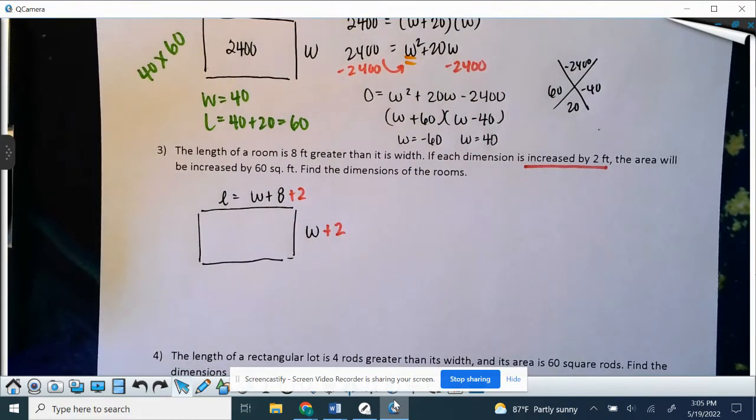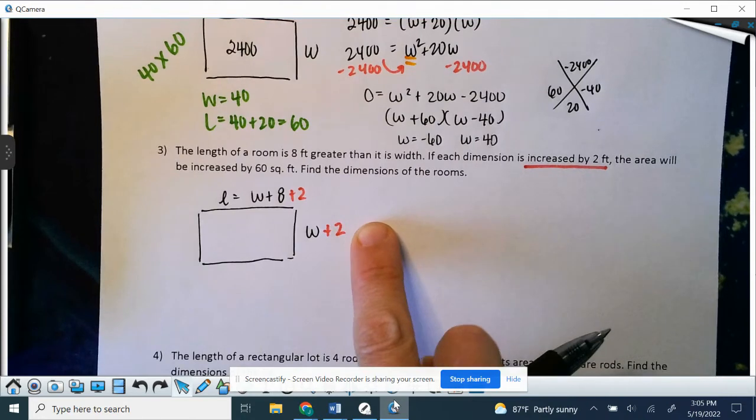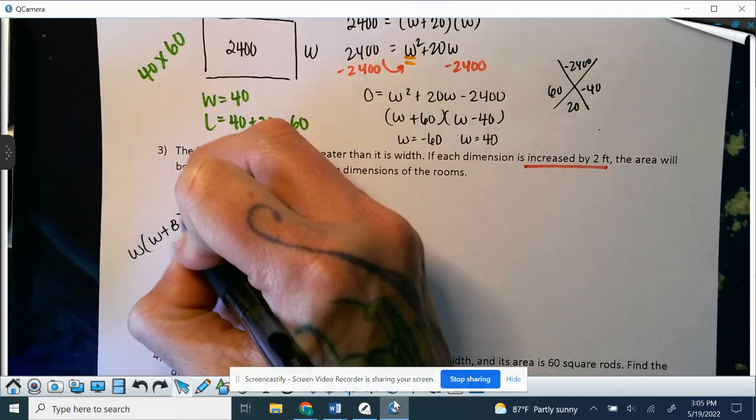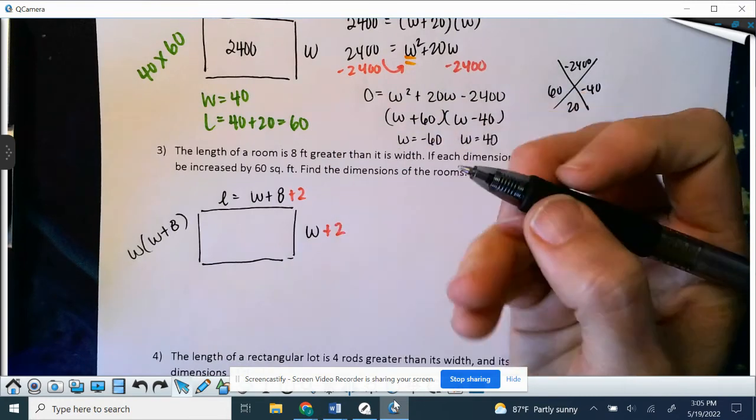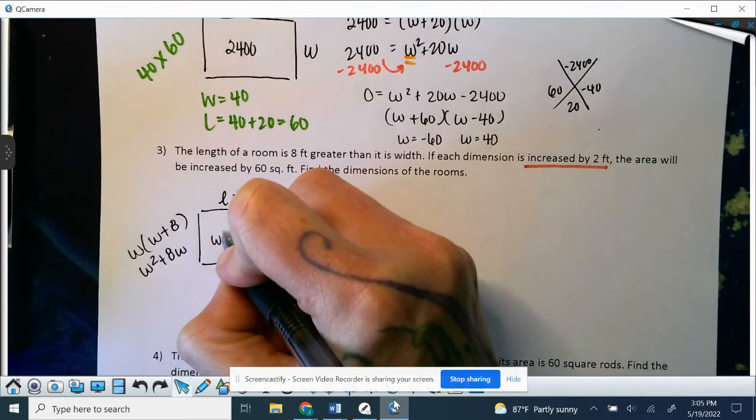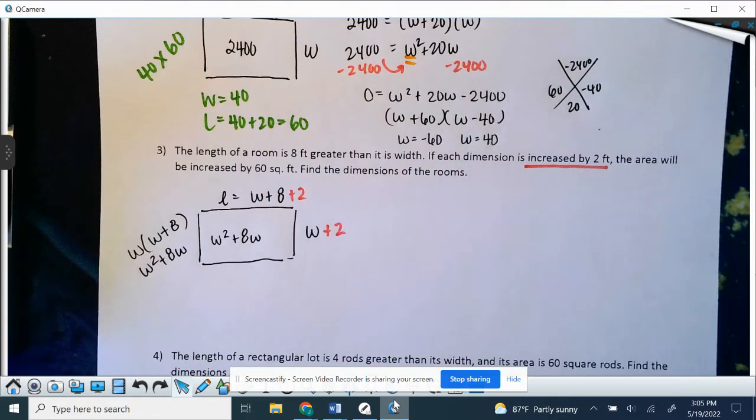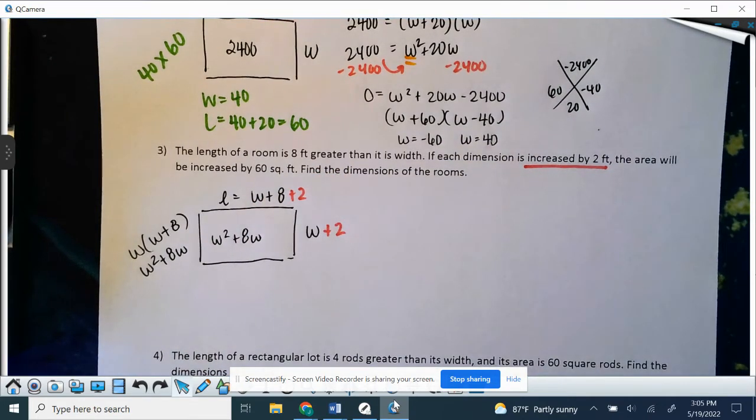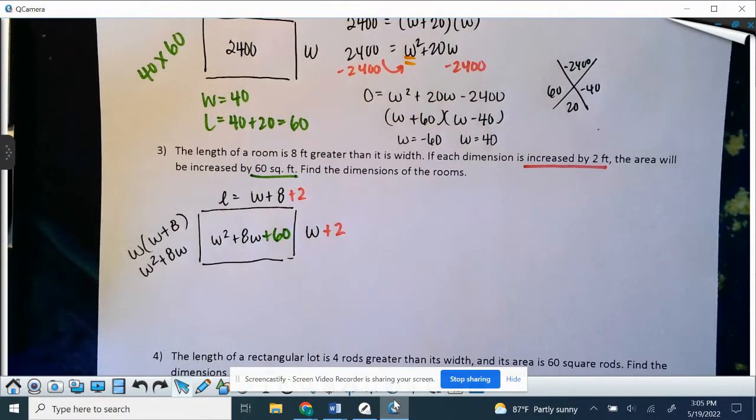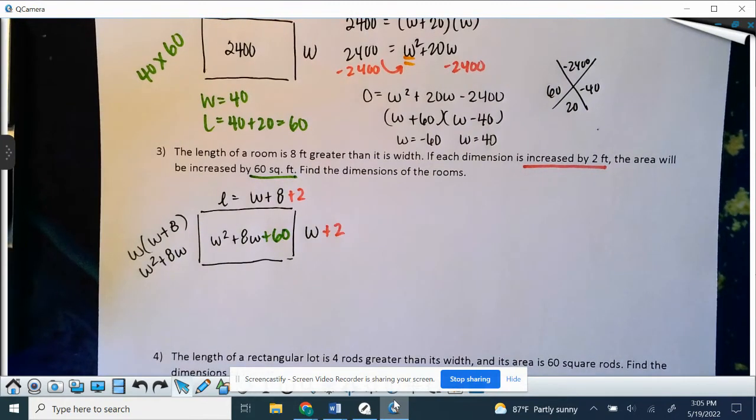Now, we have to figure out what the area was before we started making our changes, which is W times W plus 8, because it's length times width to get the area, right? So it's W squared plus 8W for our original rectangle. But now that we've added 2, the area is going to increase by 60. So we're going to add 60 to the original area of the original shape.